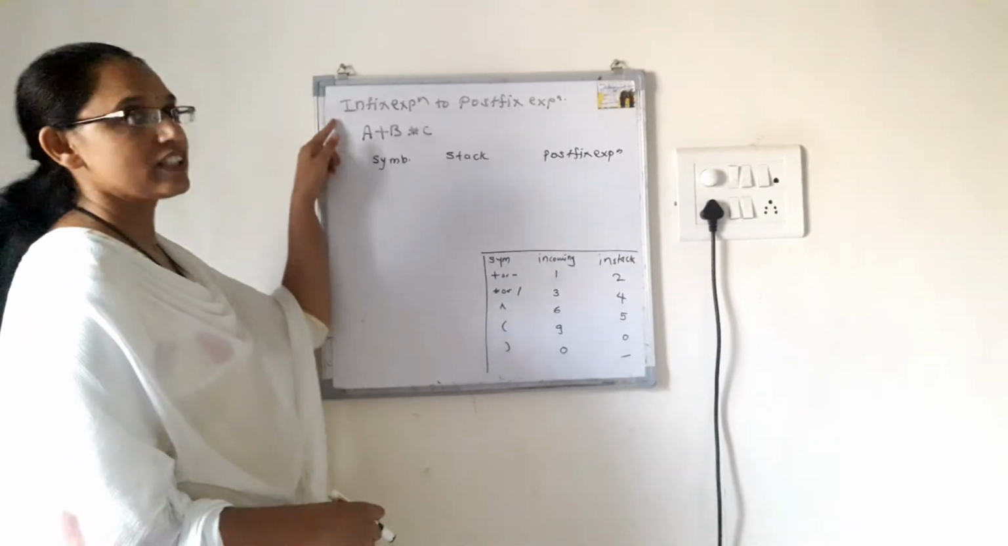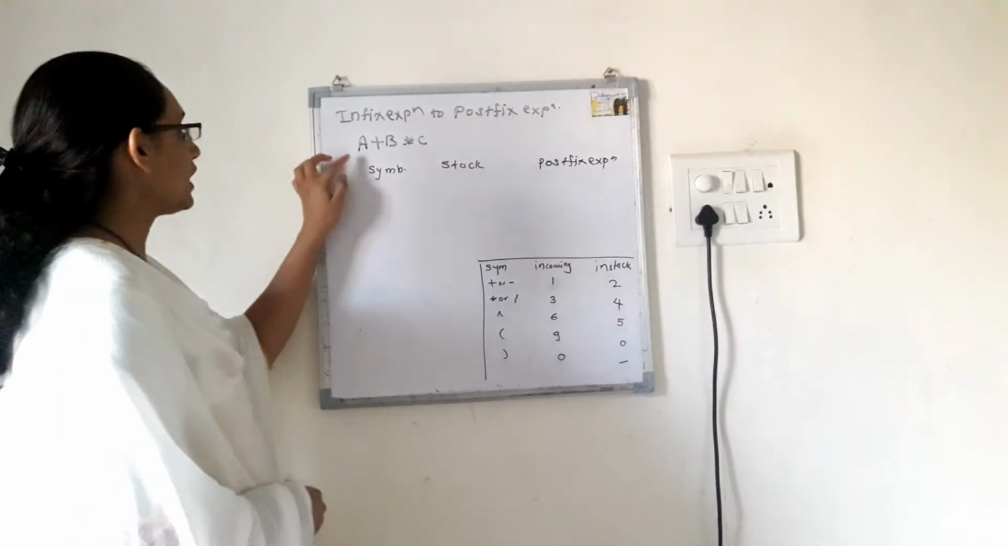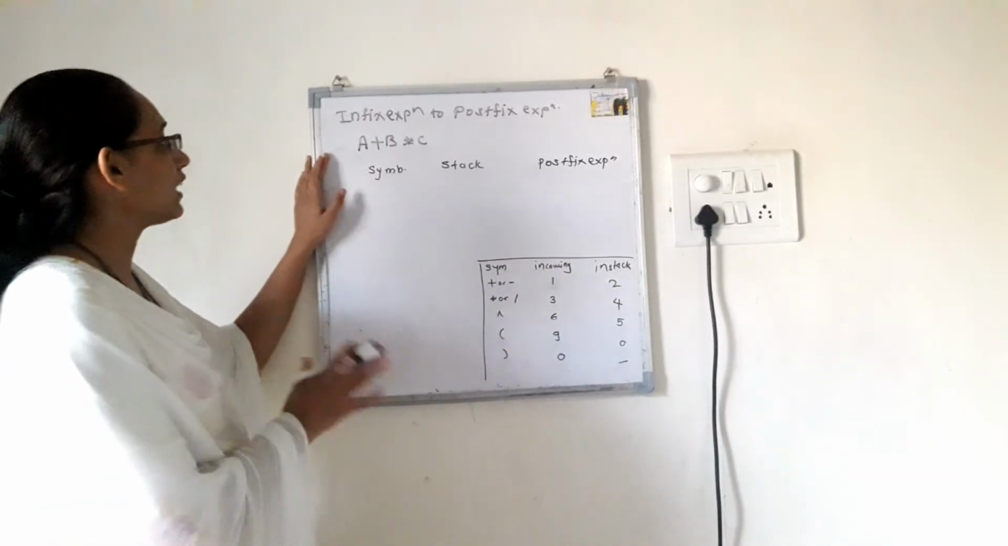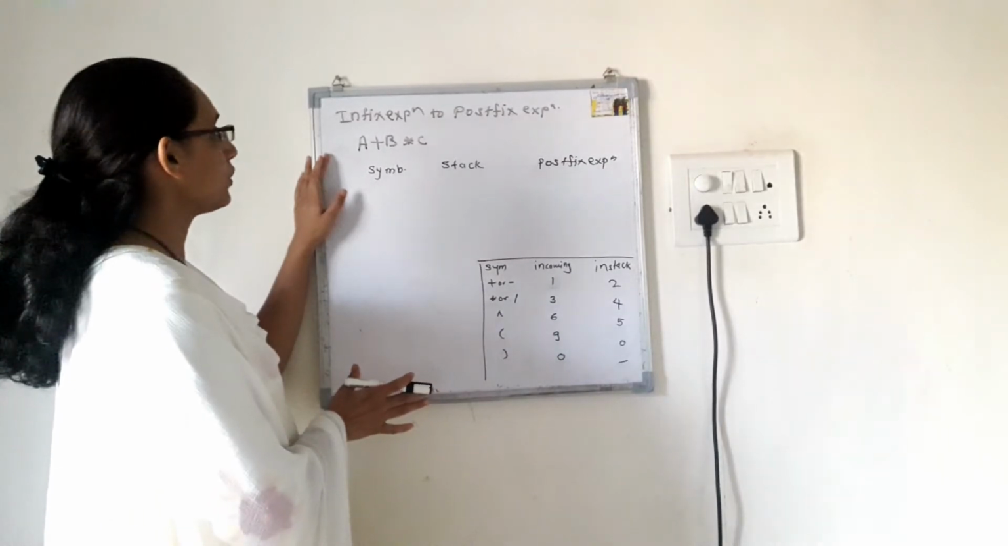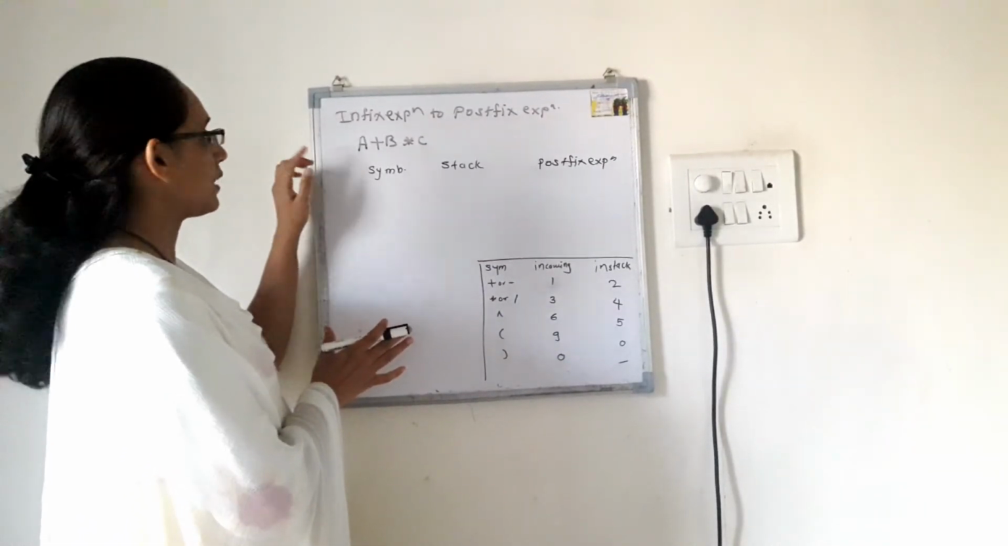Convert the given infix expression into postfix expression. So this is the expression A plus B into C. This is a simple expression in which we have not taken any opening and closing brackets. For simplification of conversion, we have taken a simple example first.